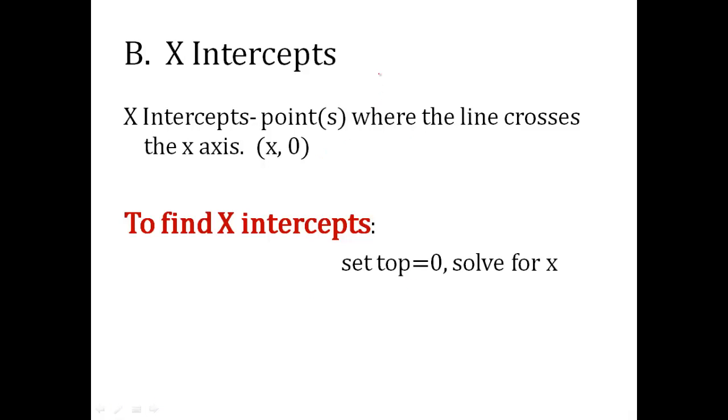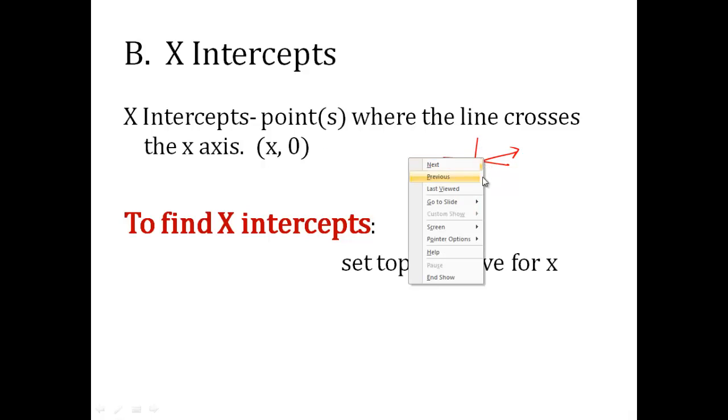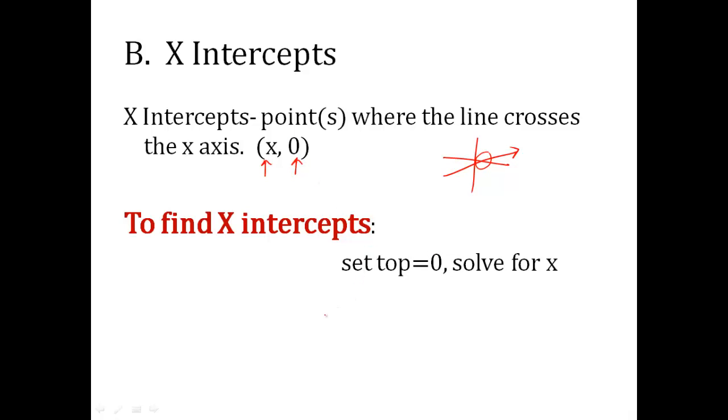For x-intercepts, the x-intercept is the point where the line crosses the x-axis. So if I have a random line here, where it crosses the x-axis is my x-intercept. So my x-value will be something, the y-value will be a zero. To find x-intercepts of a rational function, you're going to set only the numerator, the top of the fraction, equal to zero, and solve it for x. You don't do the bottom because that would make it undefined. We just worry about the top for x-intercepts.